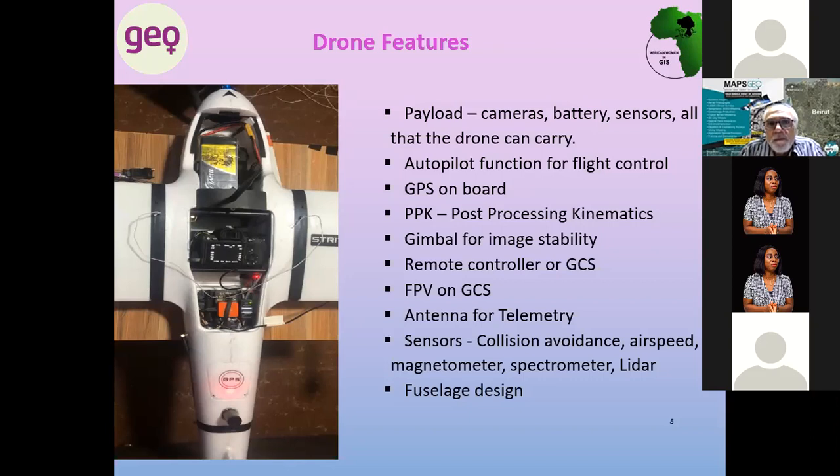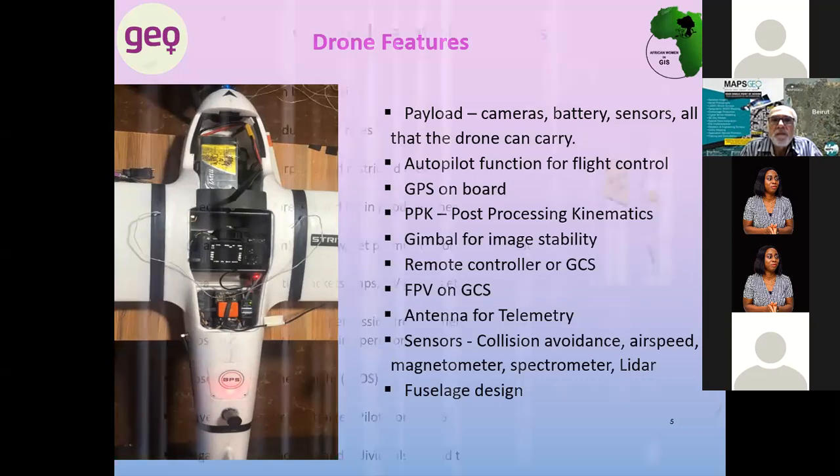There are different kinds of sensors. Ish mentioned some things about geological sensors. Drones can also carry geological sensors such as spectrometer, magnetometer, LiDAR, which is light detection and ranging. There's a fuselage, which is the casing that carries all these features.